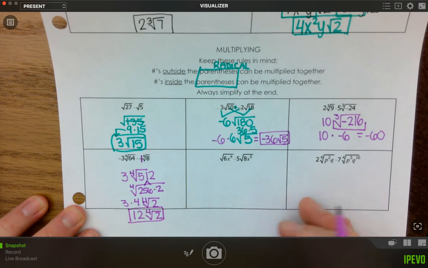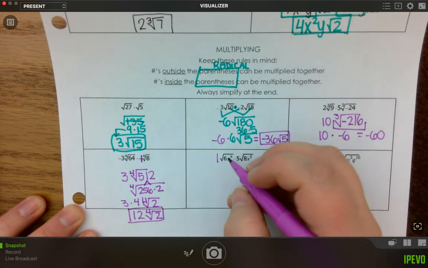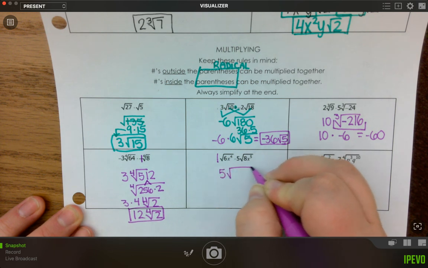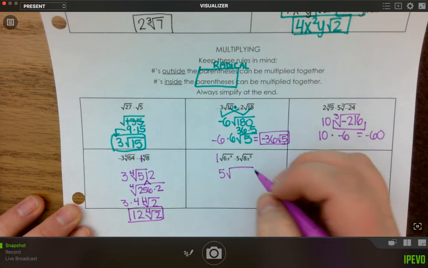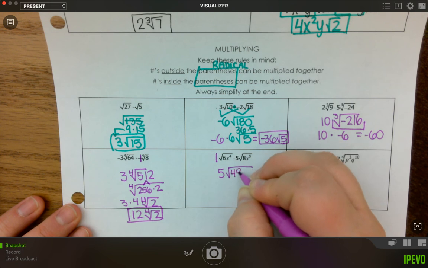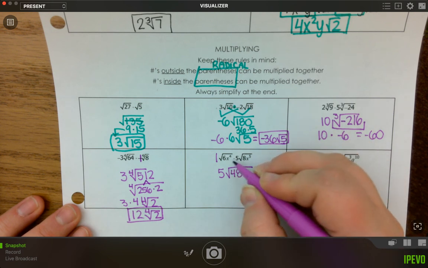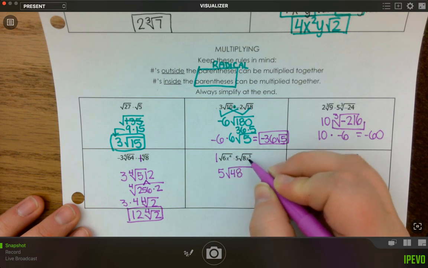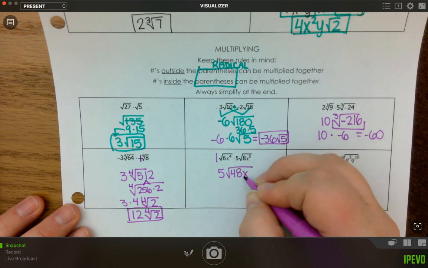Okay, on this next one, we can put a 1 out front. Multiply the numbers outside. 1 times 5 is 5. And multiply the numbers inside. 6 times 8, 48. X to the fourth and x to the fifth. This is like saying you have 4 x's being multiplied and 5. When we put that together, it makes 9.